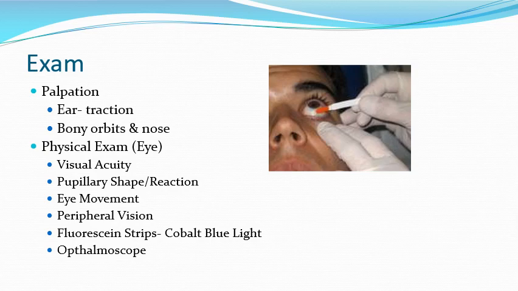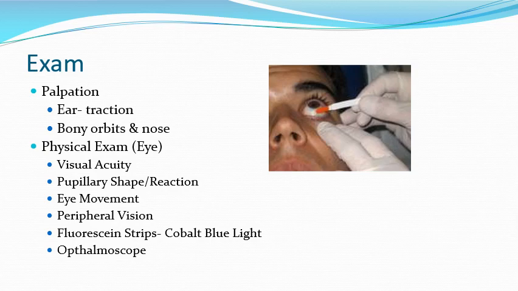When you're doing a reaction to light, you should do essentially two different tests. You should test for both a direct and what's called a consensual response. For the direct response to light, you just look at the eye. If you're looking at the right eye, you shine the pen light into the right eye and you should see the normal constriction. Then you'd test the opposite eye. Any failure to respond to light would be an immediate referral.